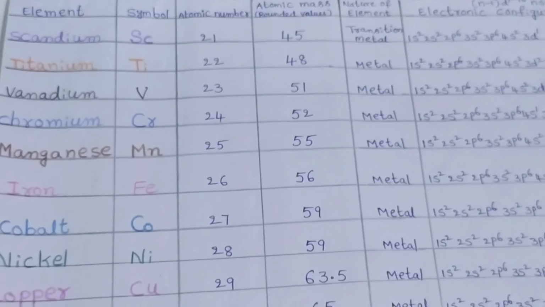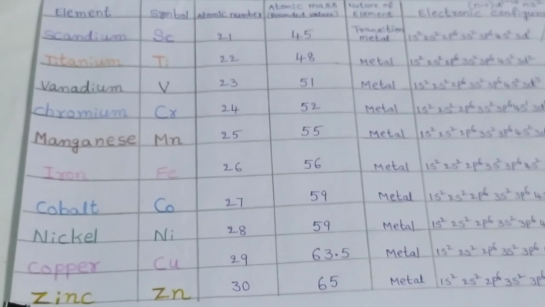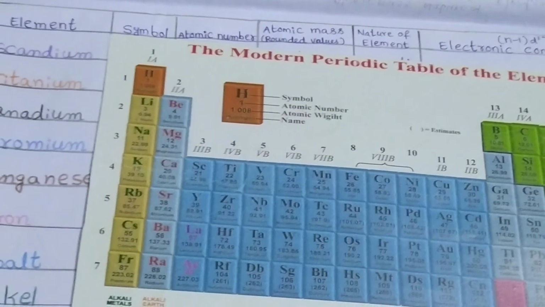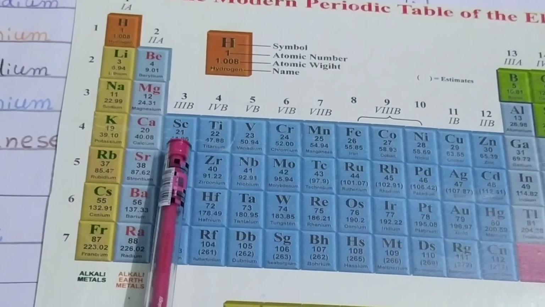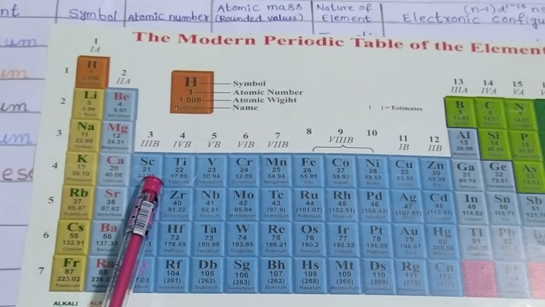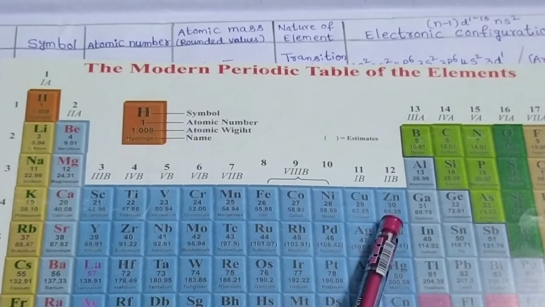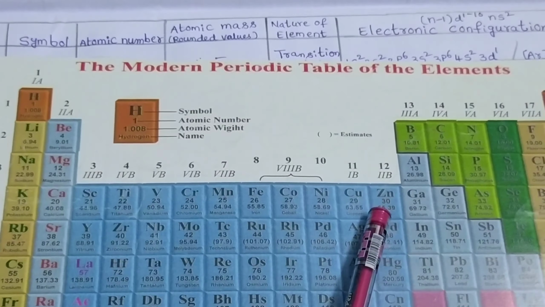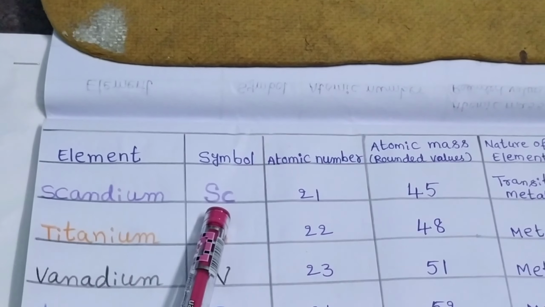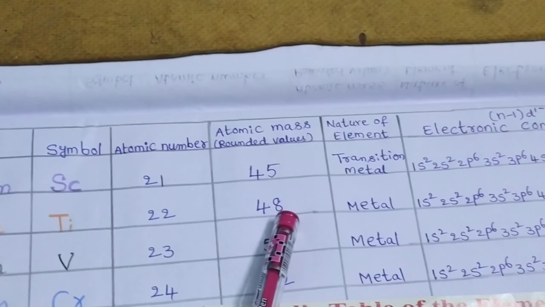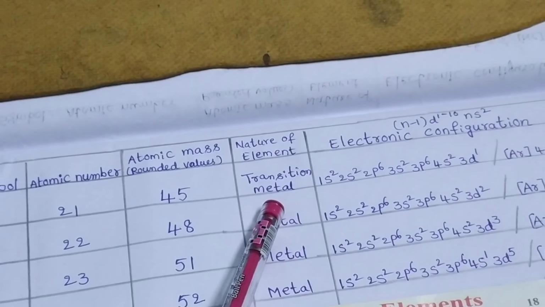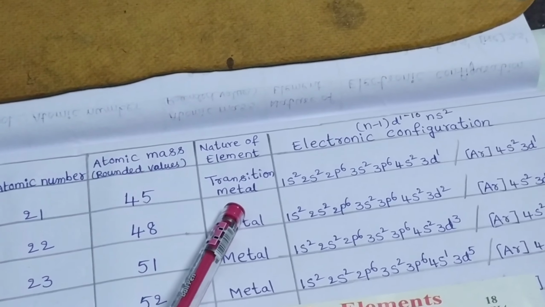From atomic number 21 to 30, these elements belong to the d block elements. When we observe the modern periodic table, the d block elements start from the fourth period, scandium to zinc. These are the atomic numbers from 21 to 30. Scandium: symbol Sc, atomic number 21, atomic mass 45. It is a transition metal. D block elements are all examples of metals.